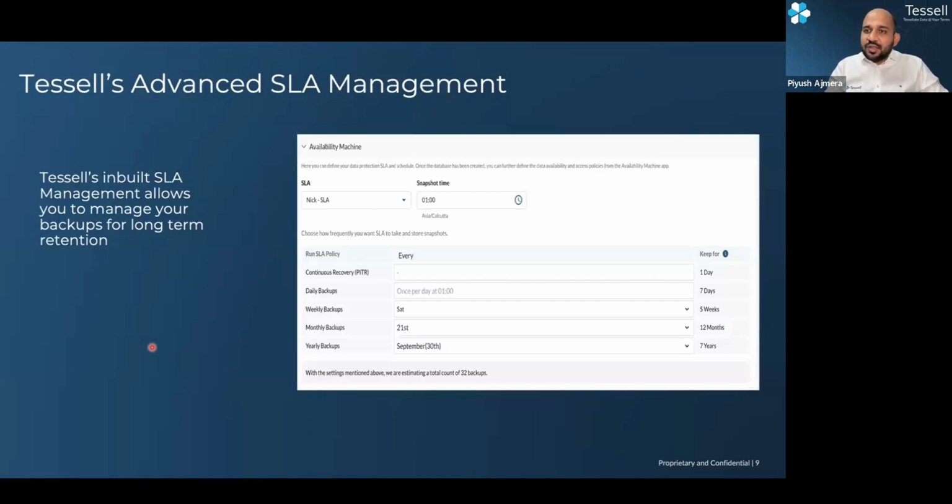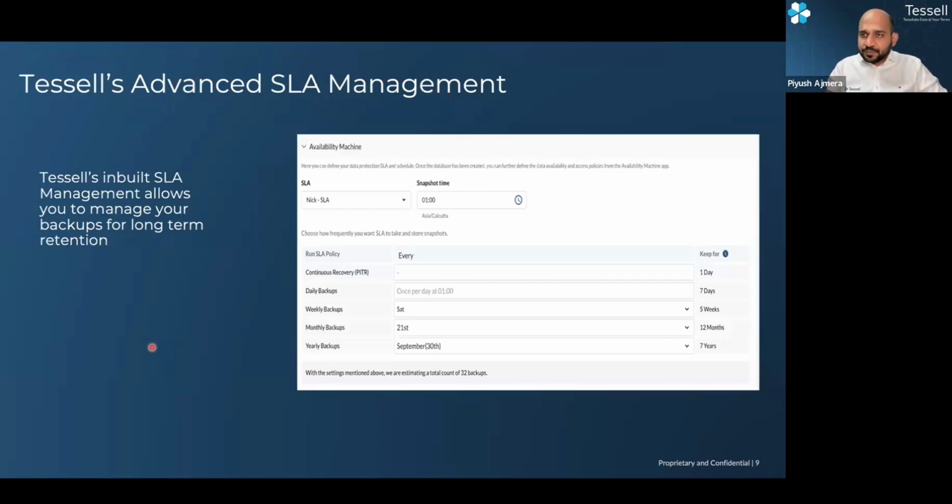With Tessell, you can have advanced SLA management, which is not available in any cloud, where you can set up a backup policy as per your requirement. For let's say a platinum tier application, I should be able to go back and say point in time recovery of 45 days. I want weekly backups to be held for 8 weeks, monthly backups for 12 months, and yearly backups for 7 years. All of that can be set up from the Tessell console itself.